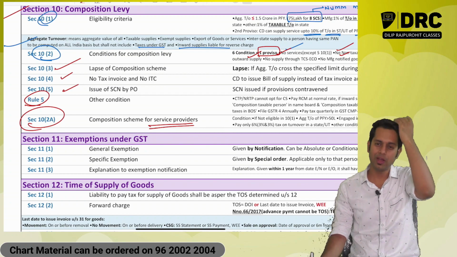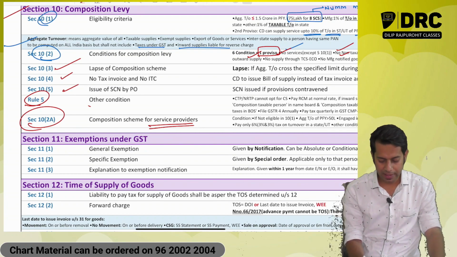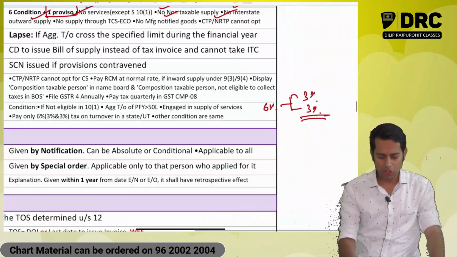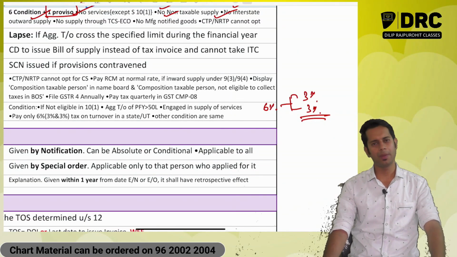Rule number 5. Rule number 5 talks about what? Rule number 5 talks about other conditions. What are the other conditions? Casual taxable person and non-resident taxable person cannot become a composition dealer.